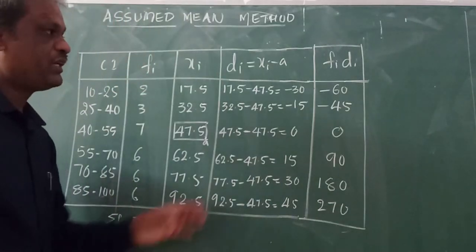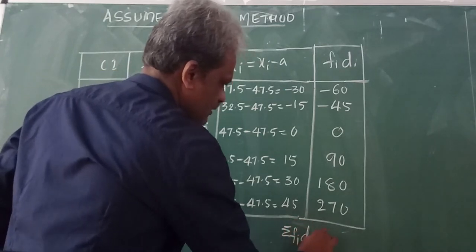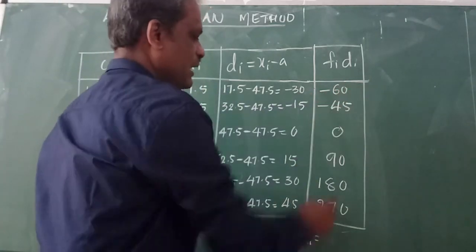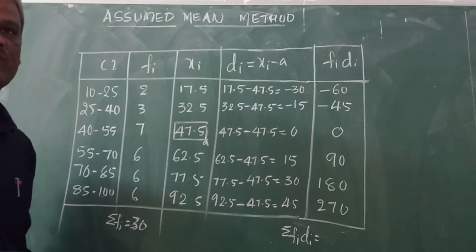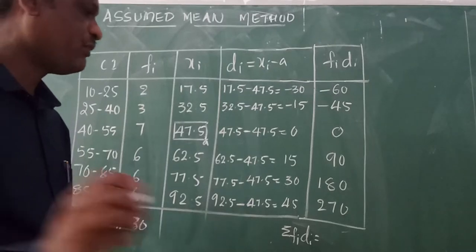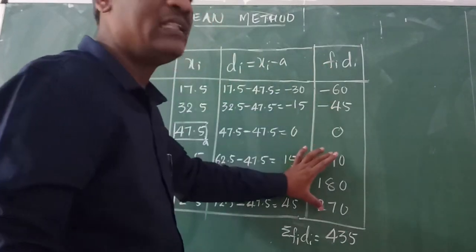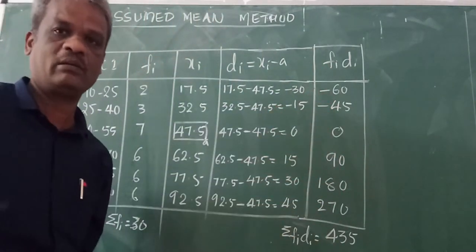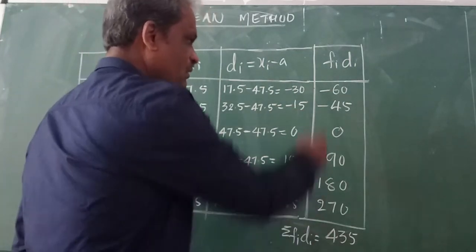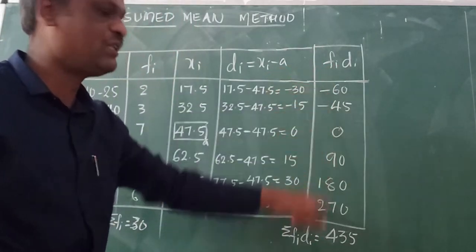So since we got the fi and di, let us find out this sigma fi di. These are negative numbers and these are positive numbers. First you add the negative numbers and then add the positive numbers and find the difference. The difference between these two is 435. It is a positive number, it gives you 435. This is sigma fi di, the sum of the product of fi and di. You find the product, then do the summation.